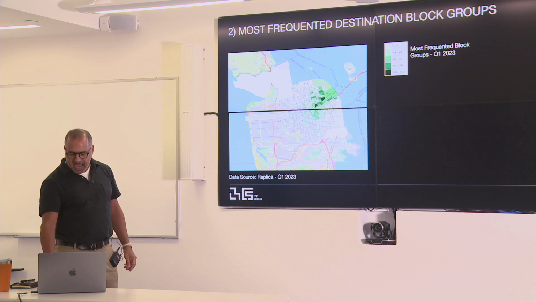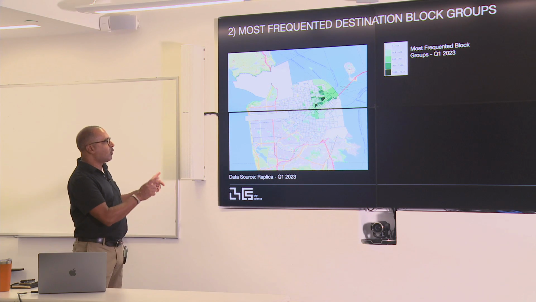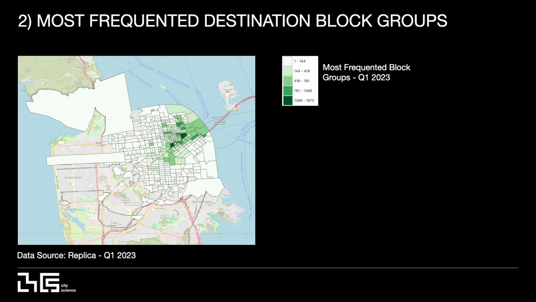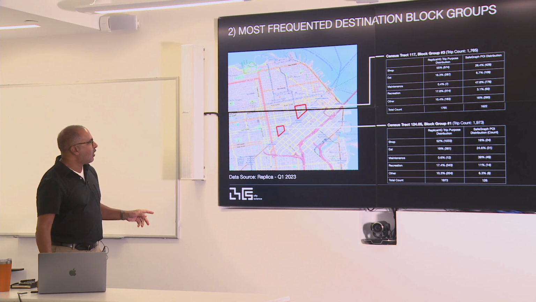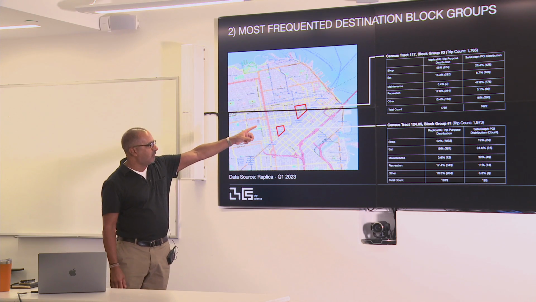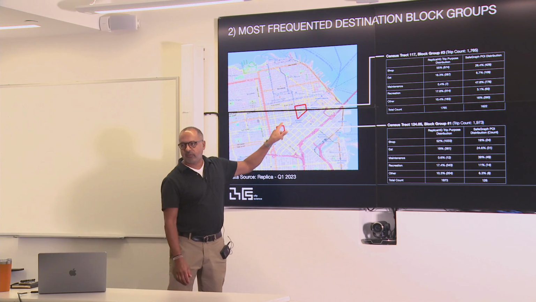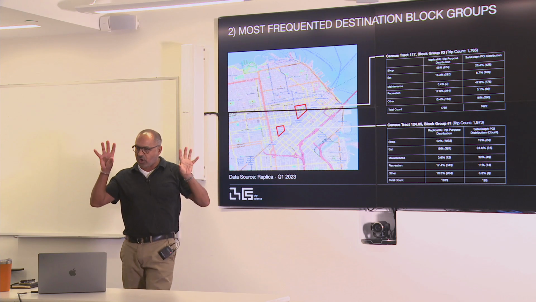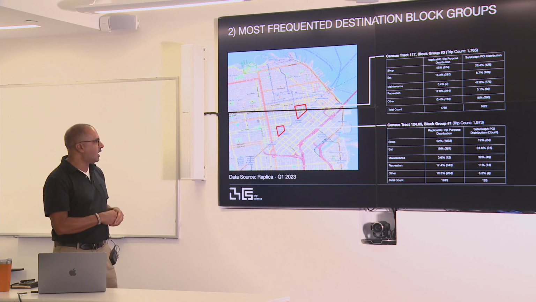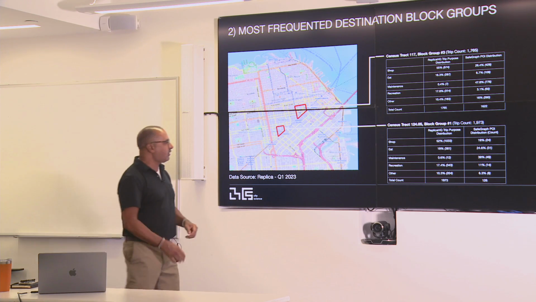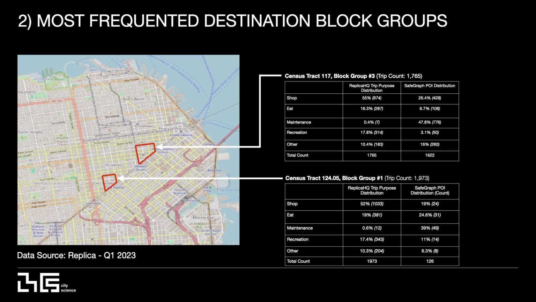So then we were looking at where are they going. So these are the most frequented destination groups. As you can see, they're very close to the areas where people are coming from. So with that information, we started to look at what are the trip purposes that people are using for these two clusters, these two neighborhoods, which were the darkest green, or the most walkable areas. So we started to generate what were the trip purposes that most of these residents were doing.